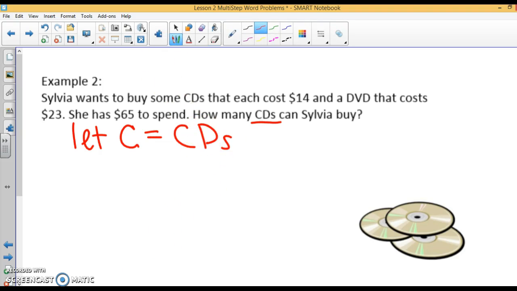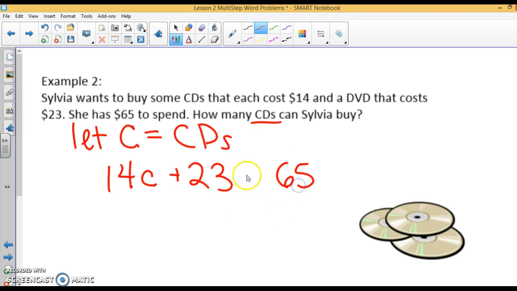So, starting out, it says that each CD costs $14. So we can put 14C, right? 14 times C. Then it tells us that a DVD costs $23. So if she buys a DVD, that's going to be another 23. We're adding 23. And then she has a total of 65 to spend. So she can spend up to that 65, equal that 65. Right? So now we can just solve for C.